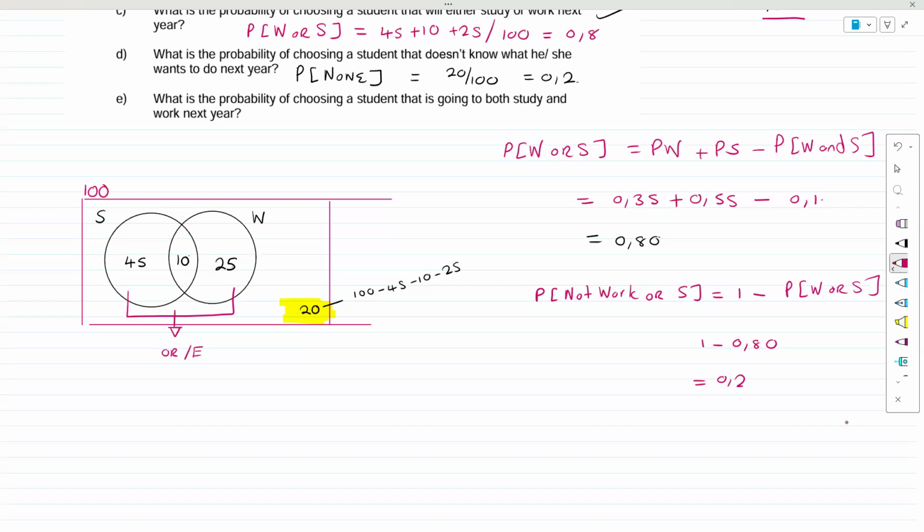And what is the probability of choosing somebody that's going to do both? So probability of and, work and study.